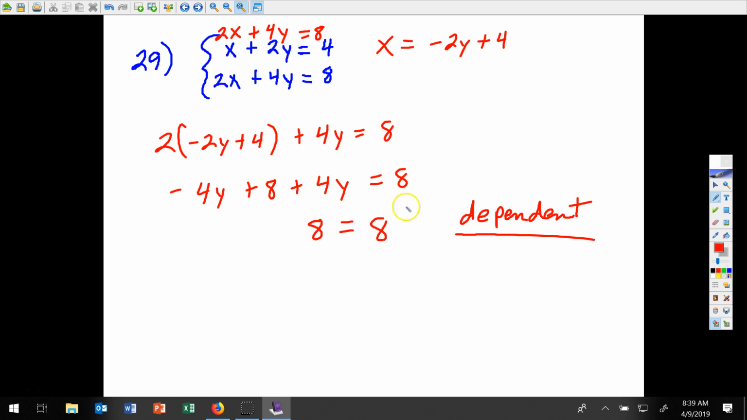Okay, so one way of saying our solution would be, since Cody went ahead and solved this for x, we could say our solution is all xy such that x is this. And then y would be any output from that.